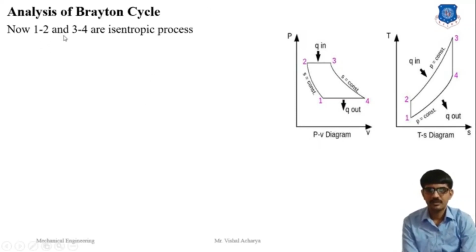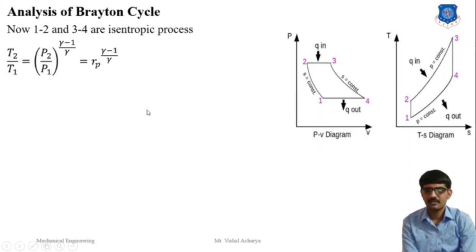Now processes 1 to 2 and 3 to 4 are the isentropic processes. Here T2 by T1 is equal to (P2 by P1) raised to (gamma minus 1) by gamma for the adiabatic process. So we write the temperature ratio in terms of the pressure ratio. Here the pressures P2 and P3 are the same, and P1 and P4 are the same. So the ratio P2 by P1 is equal to P3 by P4, called Rp. So we write that T2 is equal to T1 into Rp raised to (gamma minus 1) by gamma.